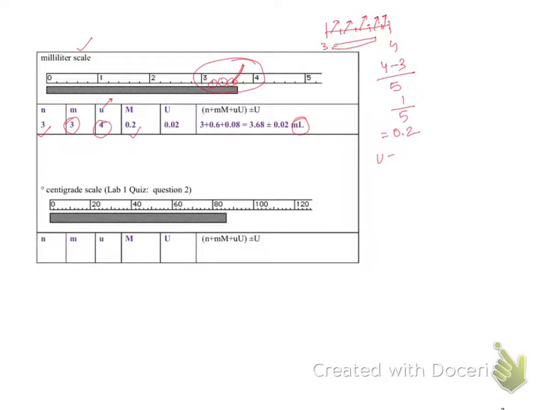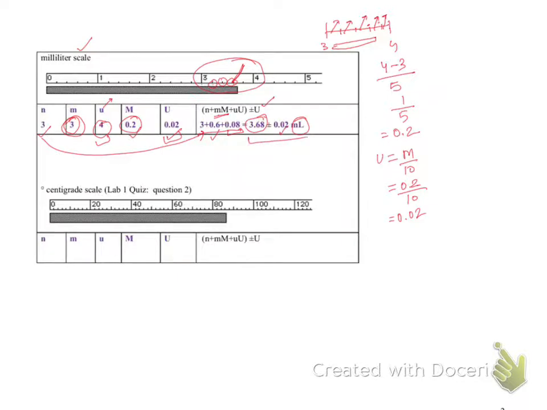And what will be u? U is M over 10, which is 0.2 over 10 equals 0.02. Then my formula is N plus mM plus uu plus minus u. N is 3, mM is lowercase m times uppercase M. So 3 times 0.2 gives 0.6. Then 4 times 0.02 gives 0.08. When I add these numbers, I will get 3.68 plus minus u, which is 0.02.